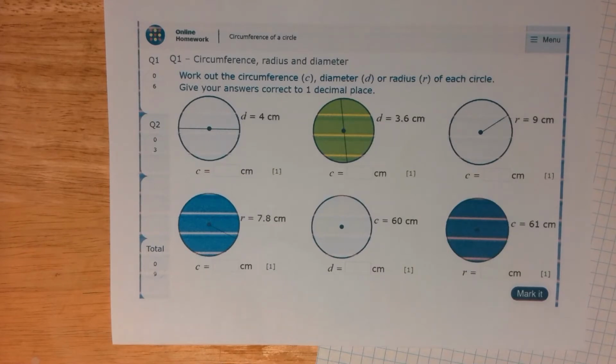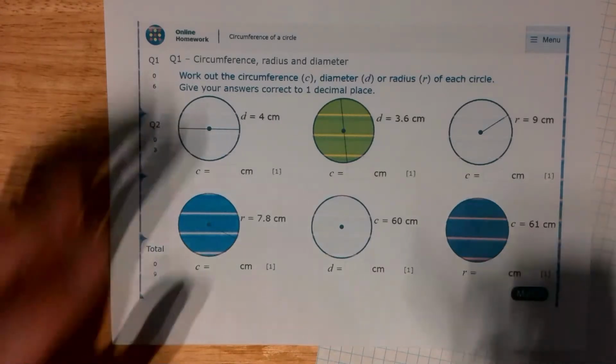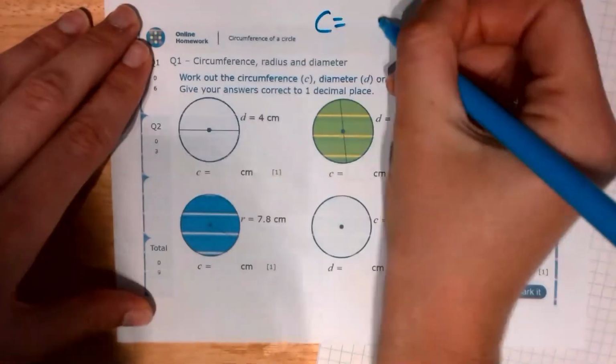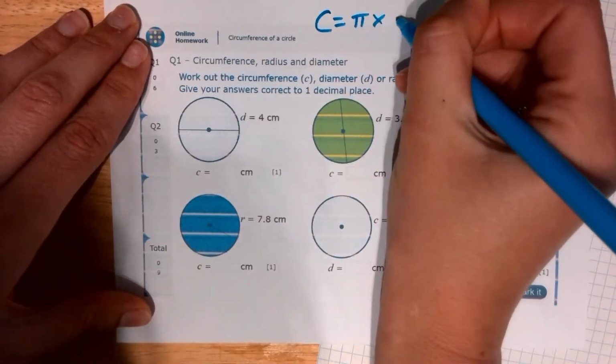So, this question is asking us to find different measurements on each circle. Sometimes it's asking us to find the circumference, which is what we need to use the formula for, and then sometimes we're being asked to find the radius or the diameter, which means we're working backwards from the formula. First of all, let's remember what the formula is. You won't be told this, you must remember it yourself. The circumference of a circle is pi multiplied by the diameter.